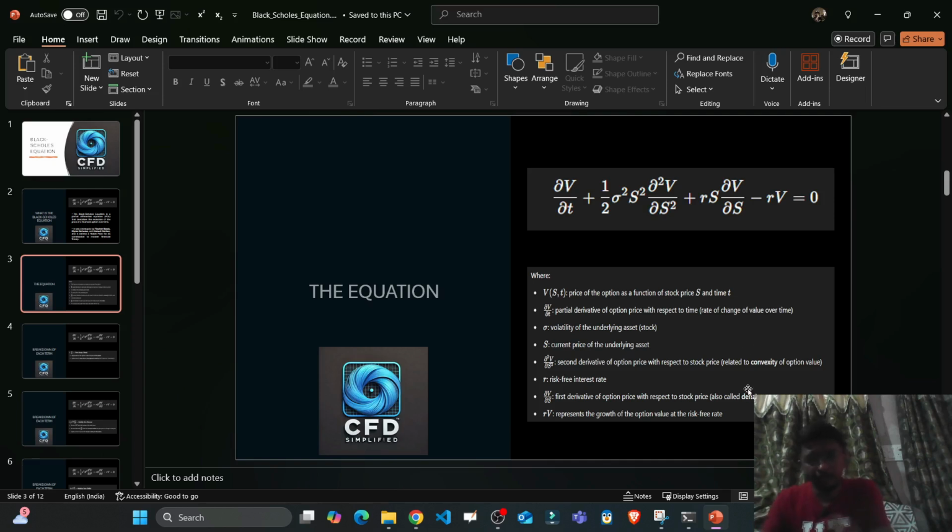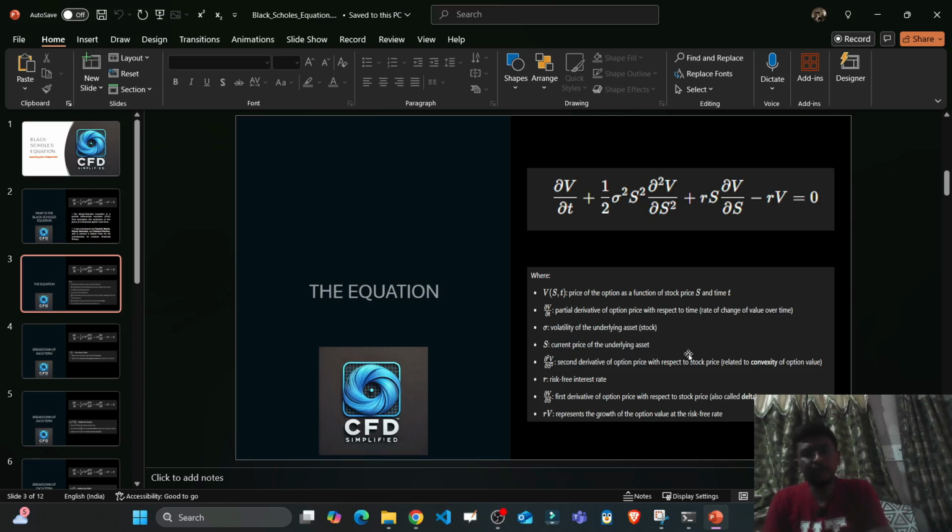Del V by del T, as you can see, is the partial derivative of the option price with respect to time. You can say it is the rate of change of the value over time. V, in an easy way, is the value of the thing which you are having.